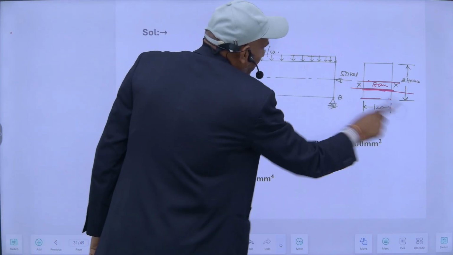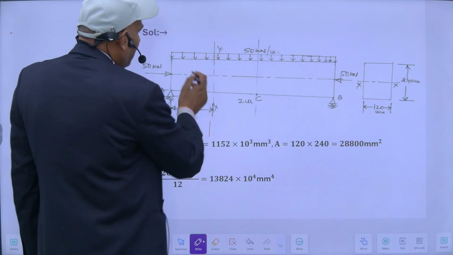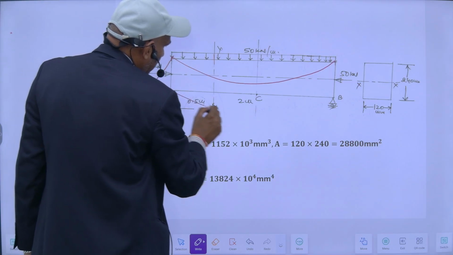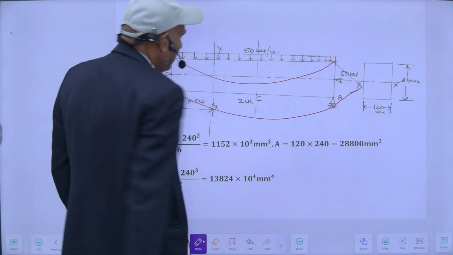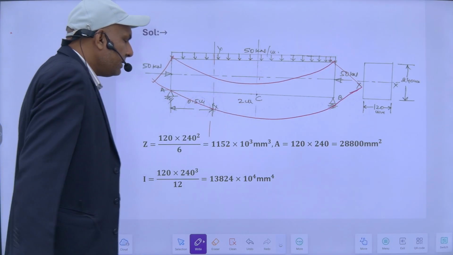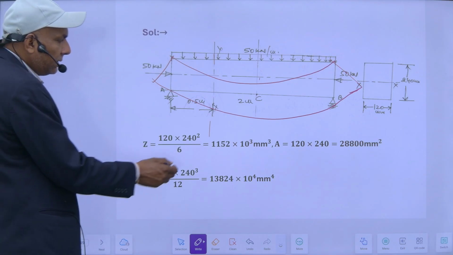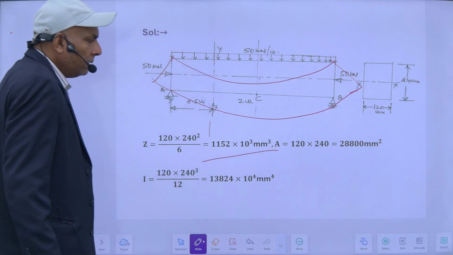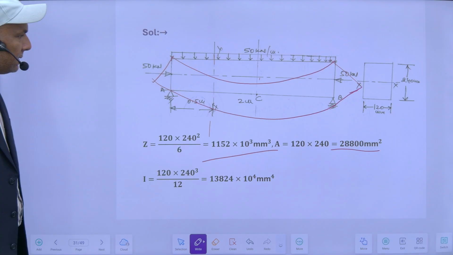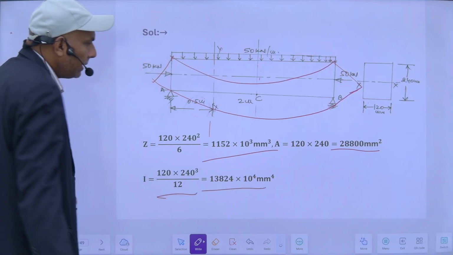It is very simple. First of all, we will compute the maximum fiber stresses. This beam will deflect like this, so there will be bending because of this. Its Z will be bd square upon 6, 120 into 240 square by 6. This is my section modulus. Its area is 120 into 240. And moment of inertia about the x-axis is bd cube upon 12, so this will be this one.